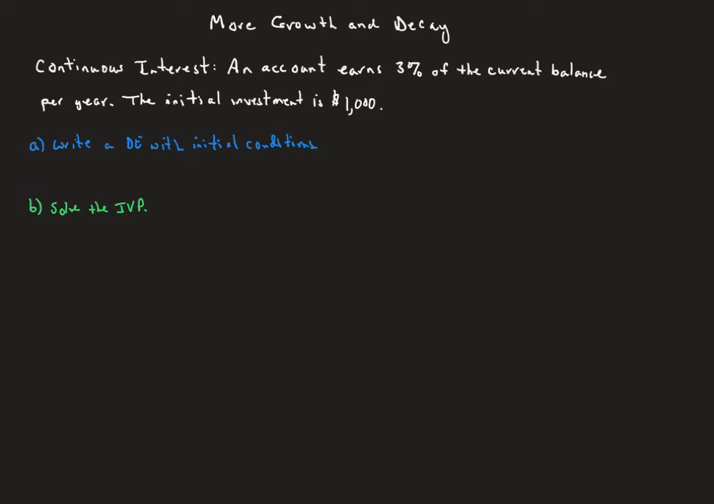We're going to work a few examples on growth and decay. Some may be familiar, some may not. So we'll revisit something we talked about in AP Prep about continuous interest. Our situation is an account earns 3% of the current balance per year, and the initial investment is $1,000.